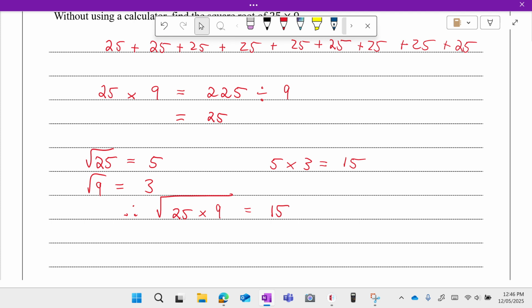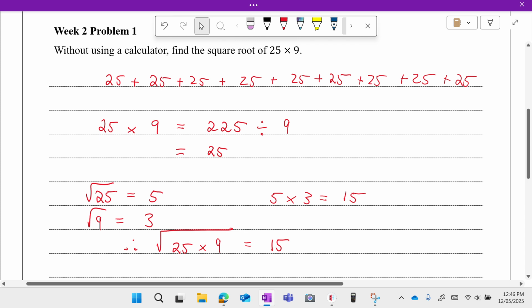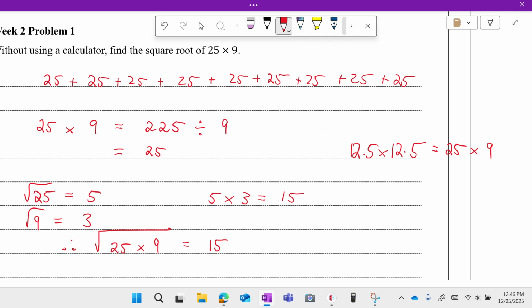No, it shouldn't. 12.5 times 12.5, I won't get 25 times 9, because we've actually figured out the answer is 15. But good idea. So Logan was thinking 12.5 times 12.5 is equal to 25 times 9. No, it's equal to 225. You think 12.5 times 12.5 is what?